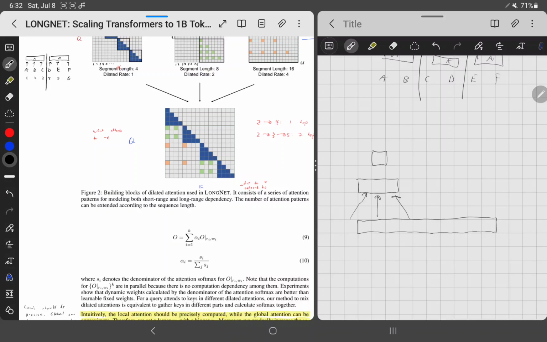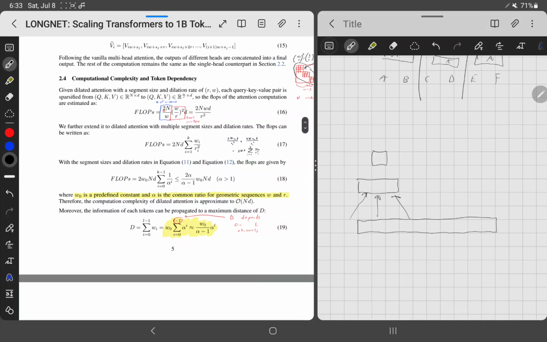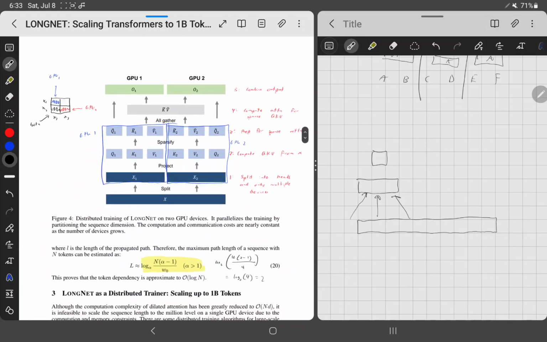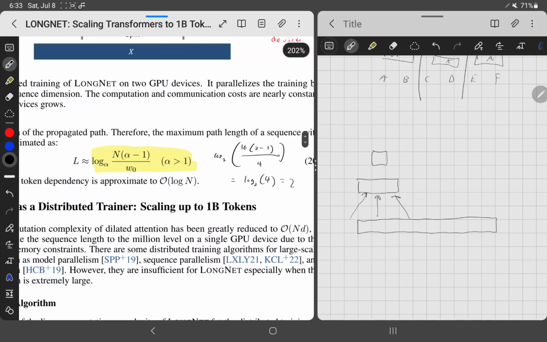Now, what makes this different from other methods is the way they construct this attention matrix, which allows information to flow well. And they have a bunch of proofs down here. Or I guess not proofs, but more formulas. And one of the important ones is this one here.